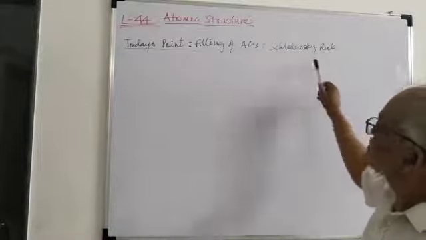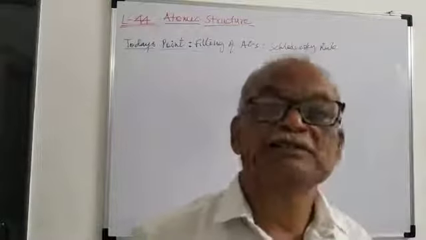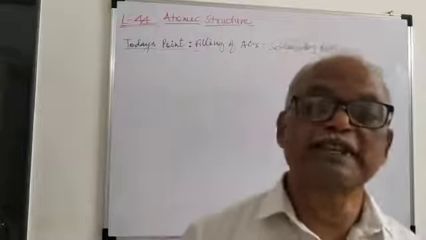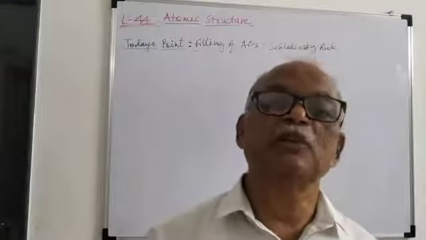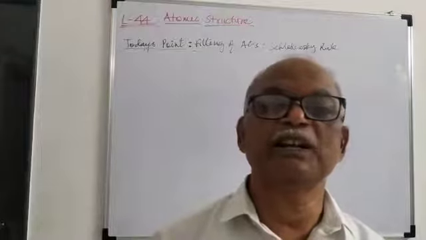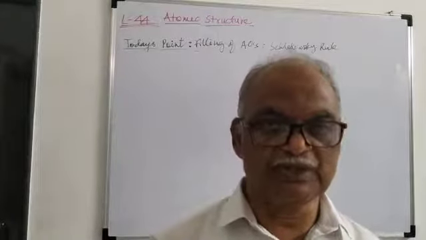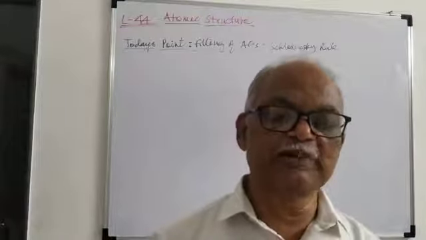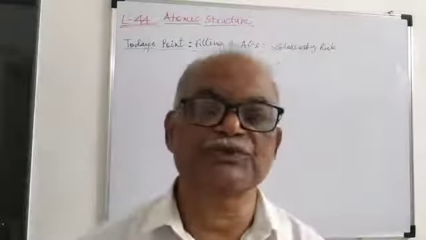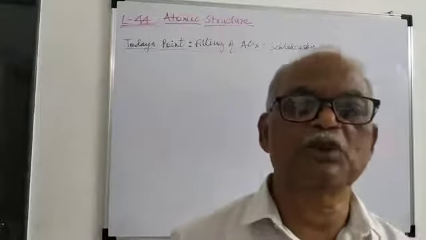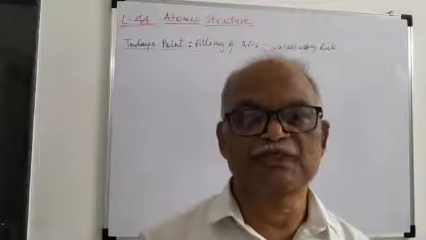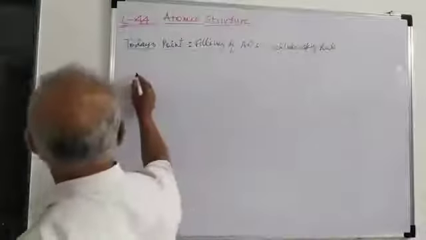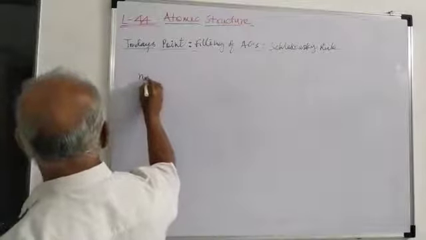That is the Klechkowski rule. This rule states that atomic orbitals which are lower in energy are filled first. So the building up of the atomic orbitals with electrons begins with the lowest possible energy level first. Here we have to consider the condition, that is, n plus l.